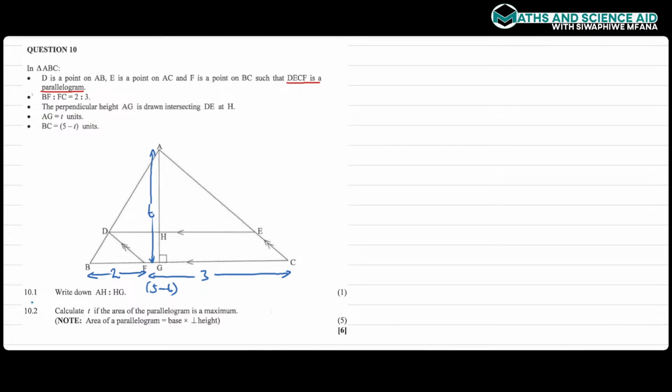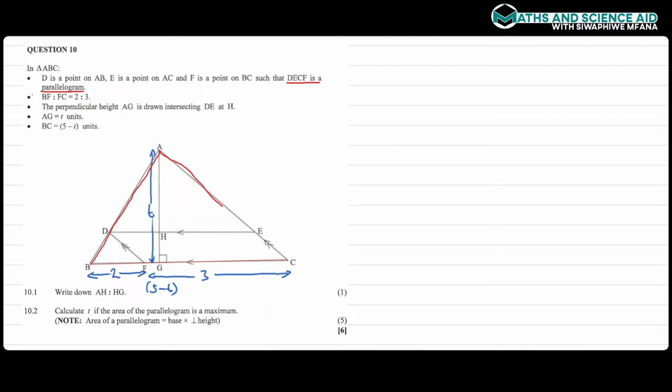Okay. And then 10.1 says write down the ratio AH is to HG. Very interesting. So again, as I had already said, it's clear that we'll have to use proportionality for this. So how are we gonna do it? I think we need to start from the side for which we know the ratio. So we know the ratio on this side BC. So whatever it is that we are gonna do, it must start from here.